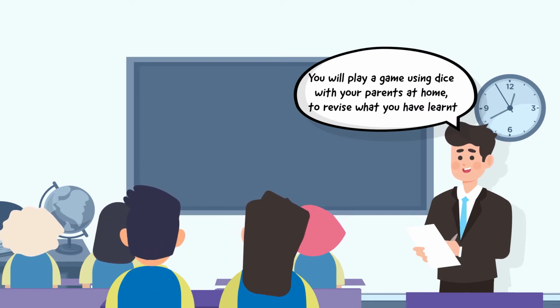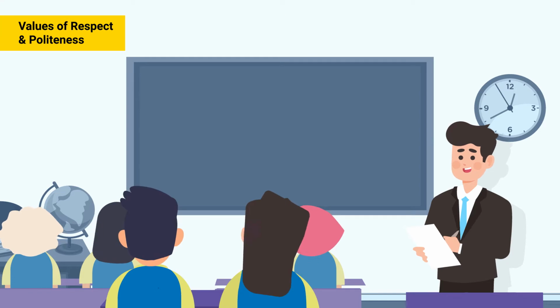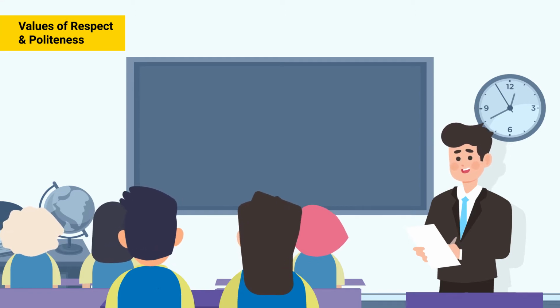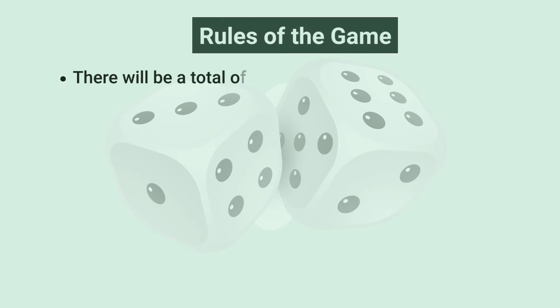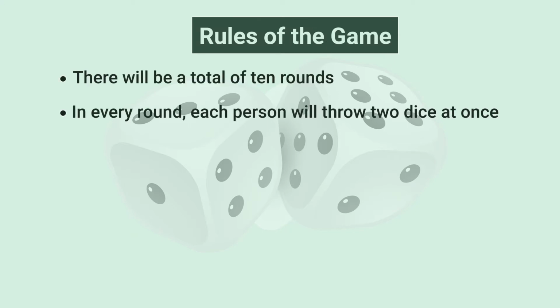As the students interact and spend time with their parents, it will inculcate the values of respect and politeness in them. Now, inform the students that the game will have to be played for a total of 10 rounds. In every round, the students as well as their parents will each get a turn to throw 2 dice at once.